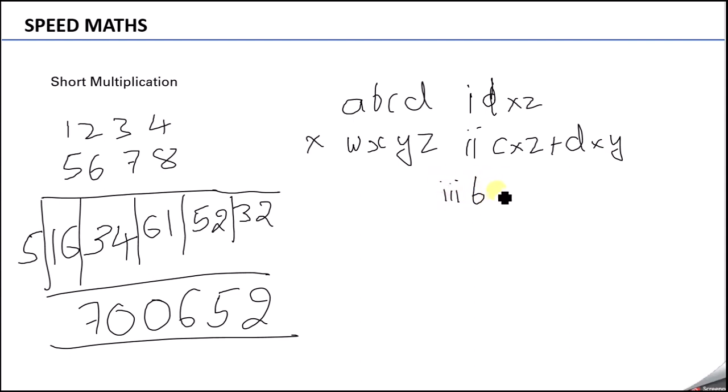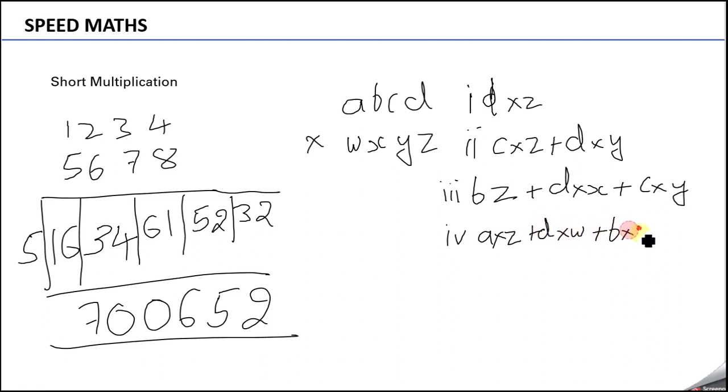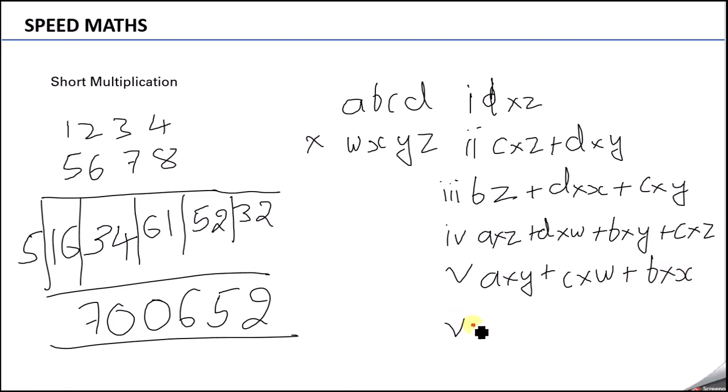Third would be B into Z plus D into X plus C into Y. Fourth would be an additional step where you do the diagonal elements over here: A into Z plus D into W plus B into Y plus C into X. Fifth would be A into Y plus C into W plus B into X. Next would be A into X plus B into W, and your last one would be A into W.